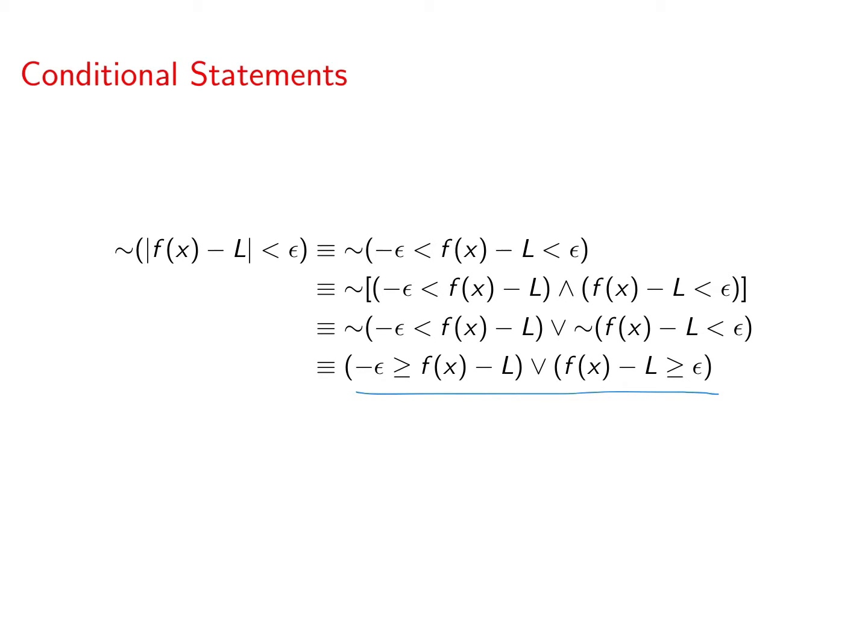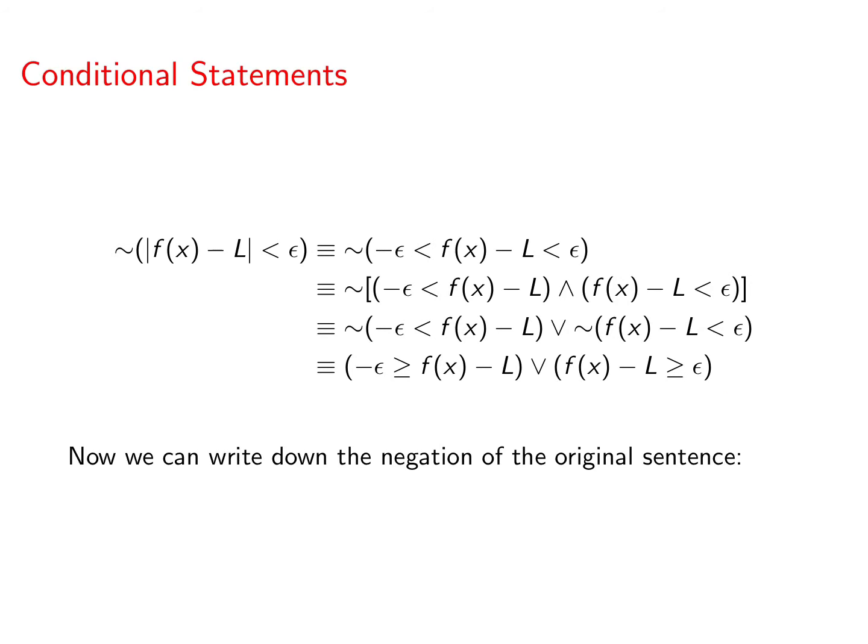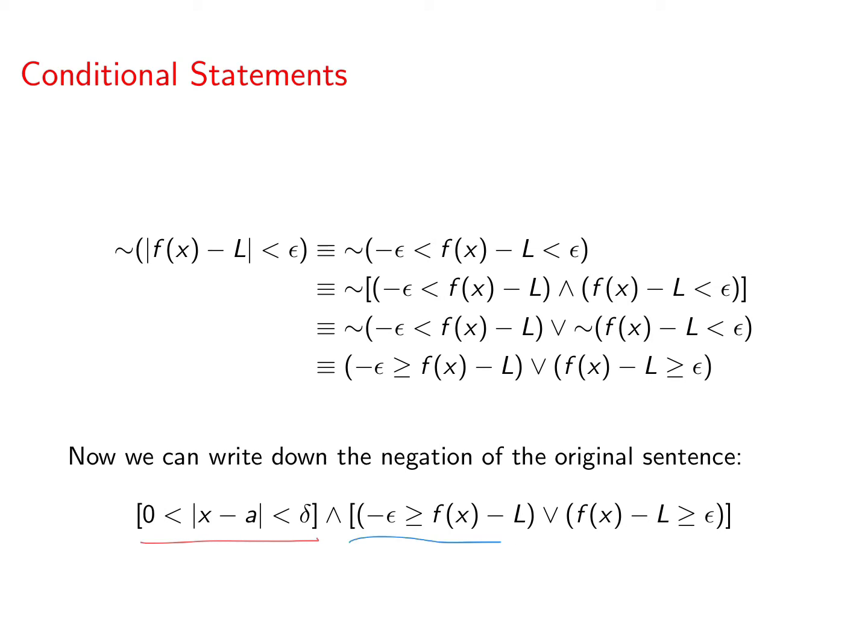Now if you did it without removing the absolute value, it might be a lot easier. That's something that you could think about doing. But this is a much more complete way of writing what we were interested in. All right, so now we can write down the negation of the original sentence. It would look like this. Here's the P, and here's the not Q that we worked out. Okay, that's all for now.